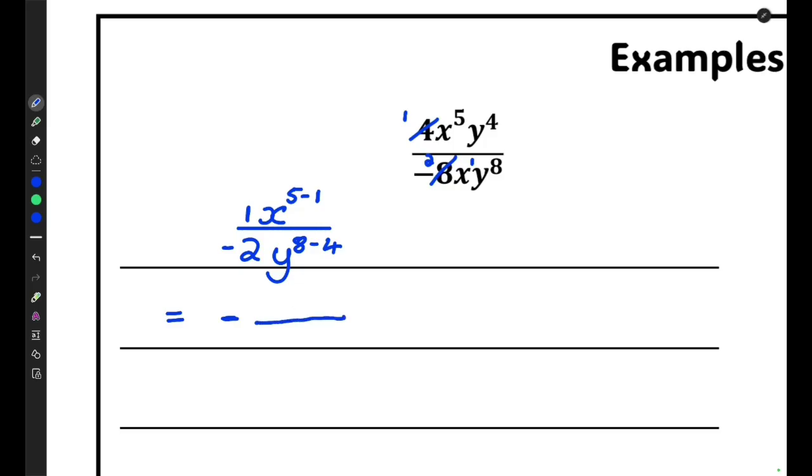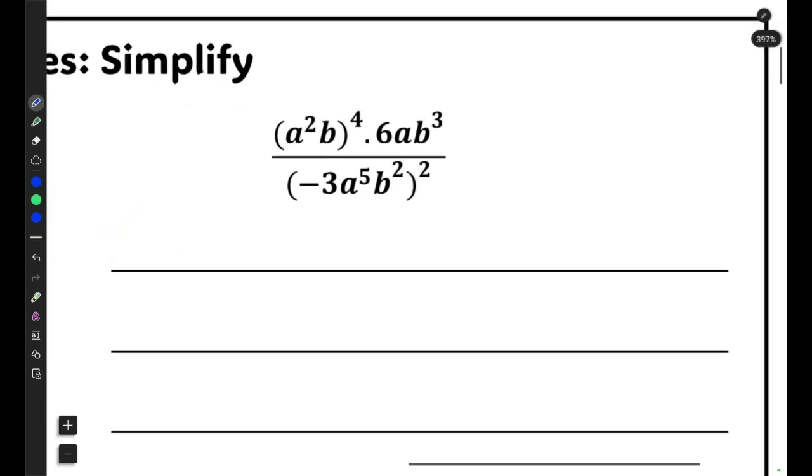You can. You'll never lose a mark if you write the 1. But just don't confuse yourself with other sums. So this would just be x to the power 4 over 2y to the power 4. And that's it. The next question.